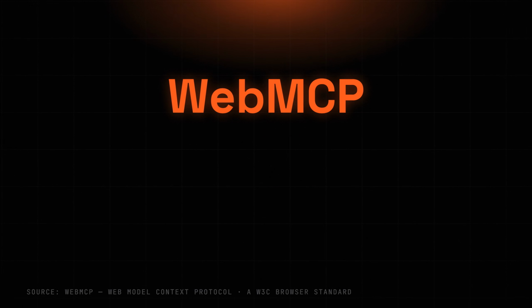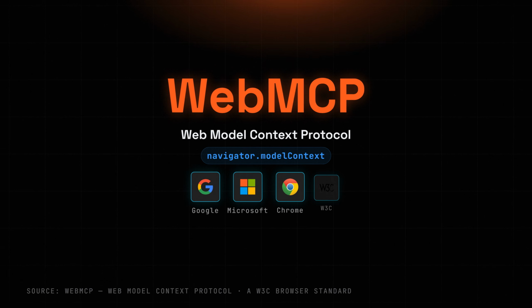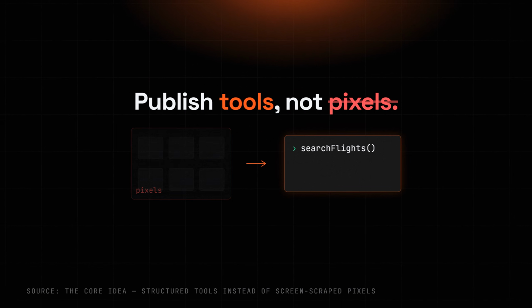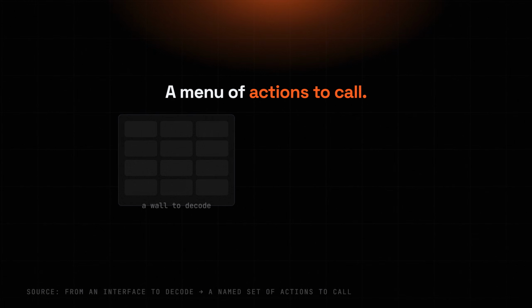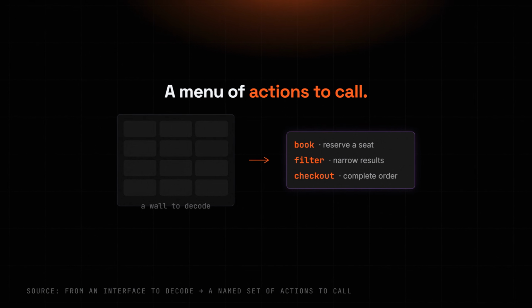This is WebMCP, the Web Model Context Protocol, a way for any website to speak straight to AI agents built right into the browser itself. And the whole idea fits in 3 words: publish tools, not pixels. Your site stops being a wall of buttons an agent has to decode and becomes a clean menu of actions it can simply call by name.